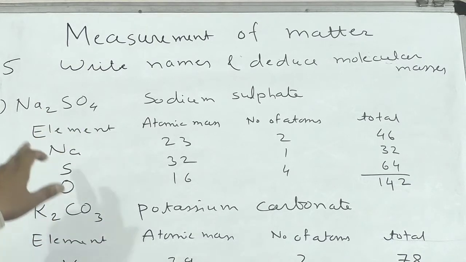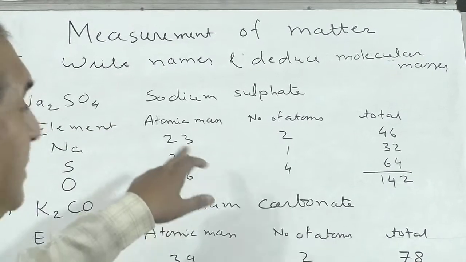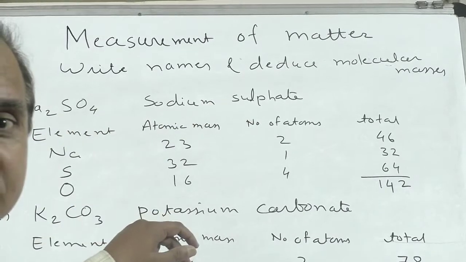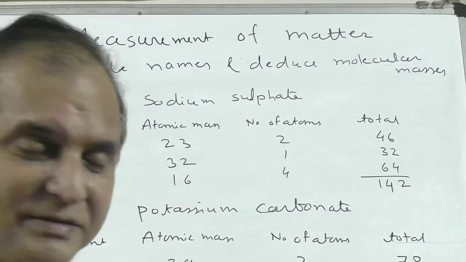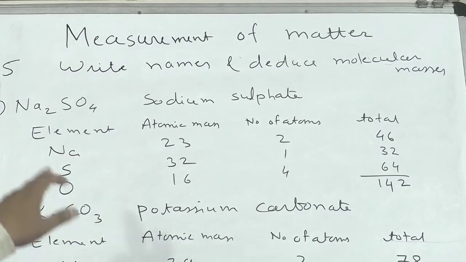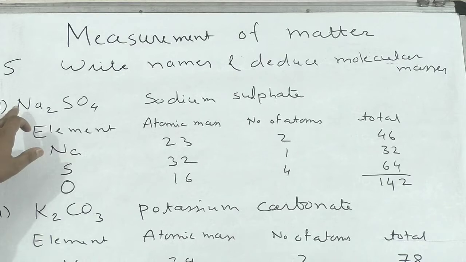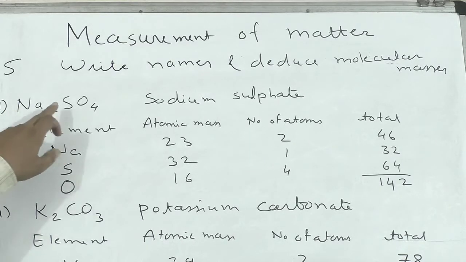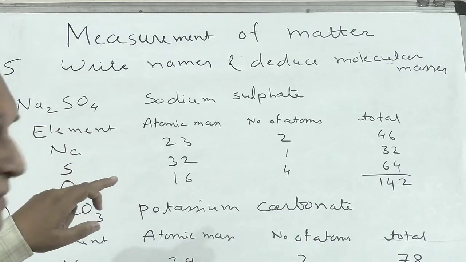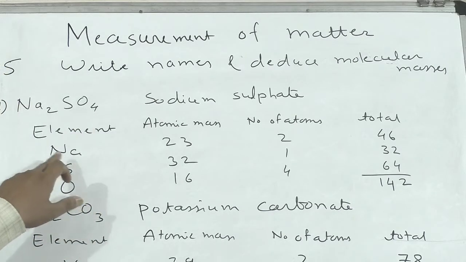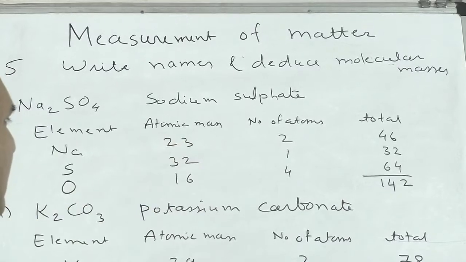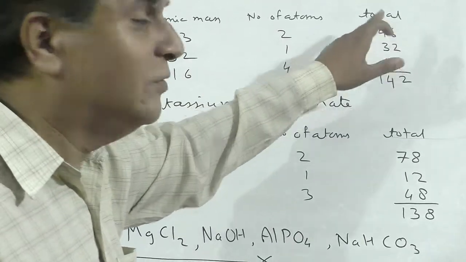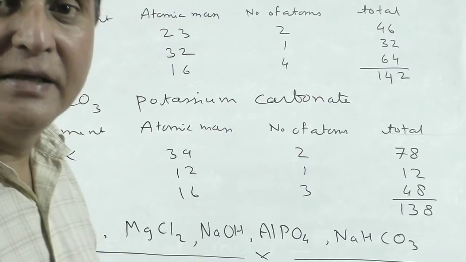Na2SO4 is given. Go to the table. What is Na? Sodium. What is SO4? Sulfate. So Na2SO4 is sodium sulfate. For molecular mass, the elements are Na 2 atoms, S 1 atom, O 4 atoms. Make a table like this. Na atomic mass is 23, number of atoms 2, 23 into 2, total 46.